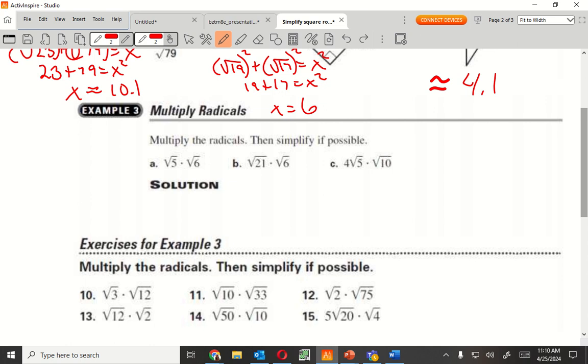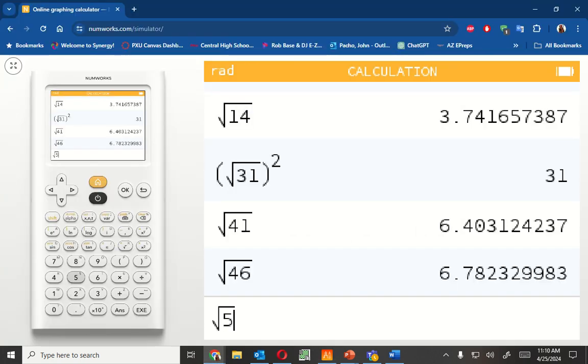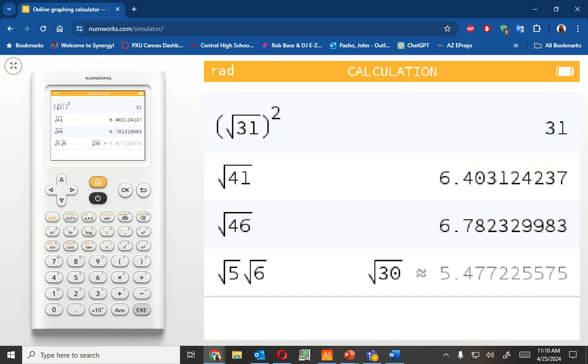So square root of 5 times square root of 6. I'm going to bring up my calculator. So square root of 5, arrow over, then times square root of 6. So this calculator is very good. That's the reason why I keep having people try to use this calculator. It will show you the radical simplified, so it's going to be the square root of 30, and then it's going to be about 5.5. Very good. So it's square root of 30, which is about 5.5.